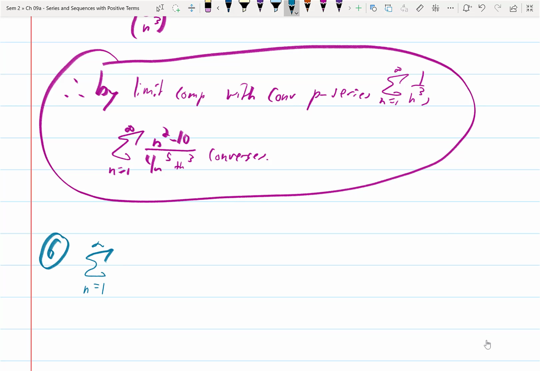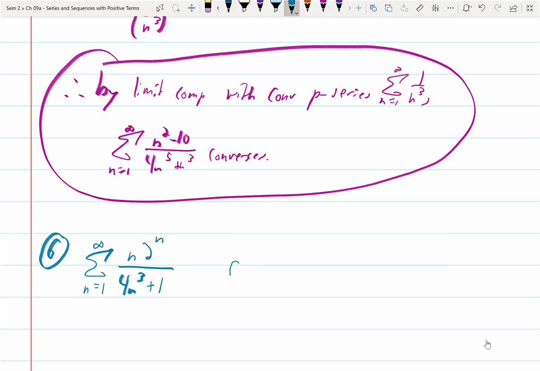The sum from n equals 1 to infinity of n times 2 to the n over 4n cubed plus 1. What do we know about this? What can we compare this to?